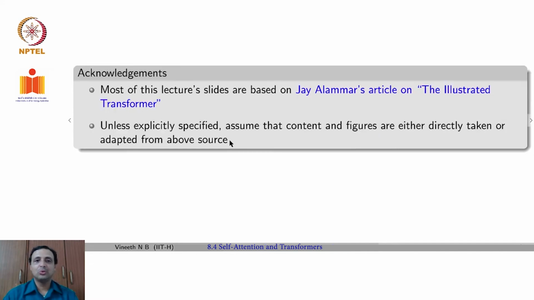So let's now come to transformers. An acknowledgement: most of this lecture's slides are based on J. Alammar's excellent article on the illustrated transformer. So you can assume that any images that are not credited are adapted or borrowed from J. Alammar's article.